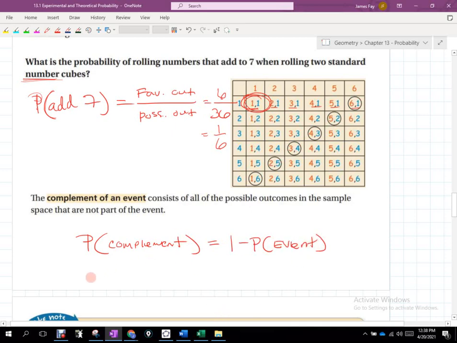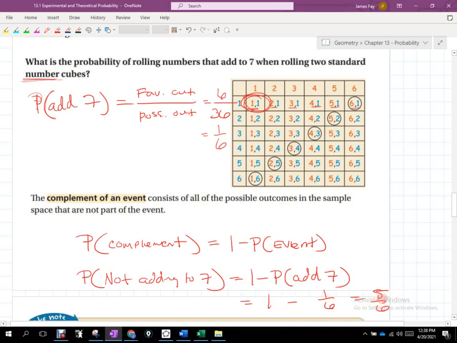Okay? So let's say I want to say what's the probability of not adding to 7? That would be 1 minus the probability of adding to 7. Does that make sense? Okay. So adding to 7 was 1/6. So not adding to 7 would be 1 minus that, right? Okay, so 5/6.